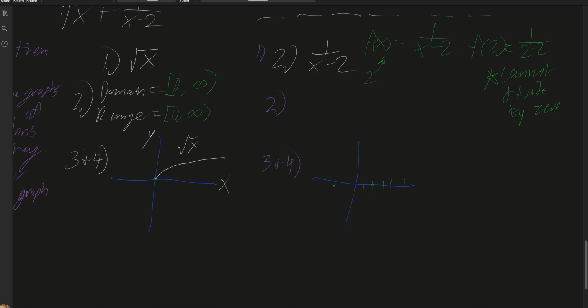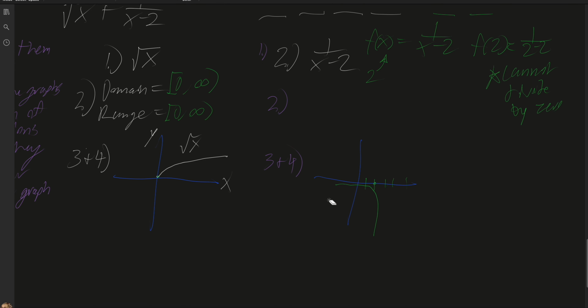So technically our graph is going to look like this. Here's a better visualization. All right. It avoids 2 that way. And we would know our domain and range.